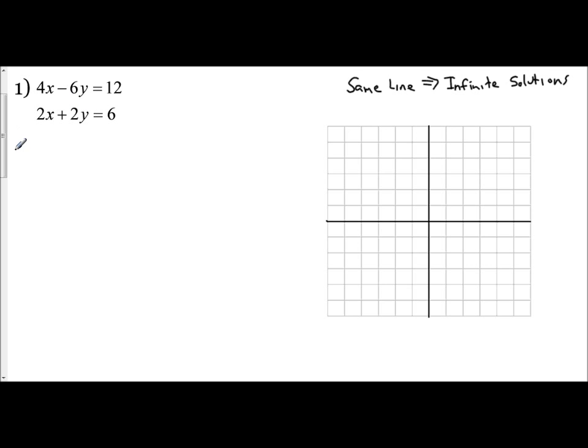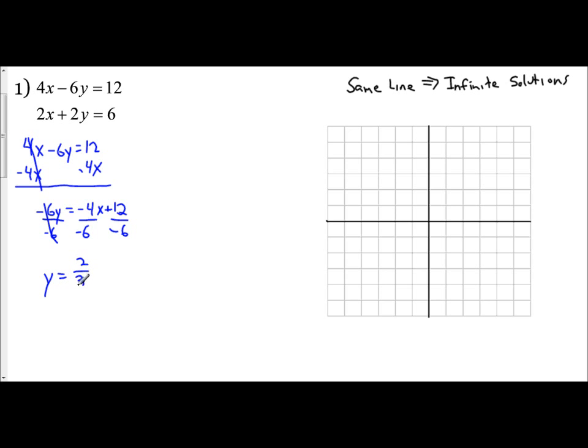So I start off with 4x minus 6y equals 12. I would subtract 4x from both sides to get it into slope-intercept form. That gives me negative 6y equals negative 4x plus 12. I would divide every number by a negative 6 to get the y by itself, and then simplify. Negative and negative is a positive, 4/6 is 2/3. So I have 2/3 x, and 12 divided by negative 6 is negative 2.